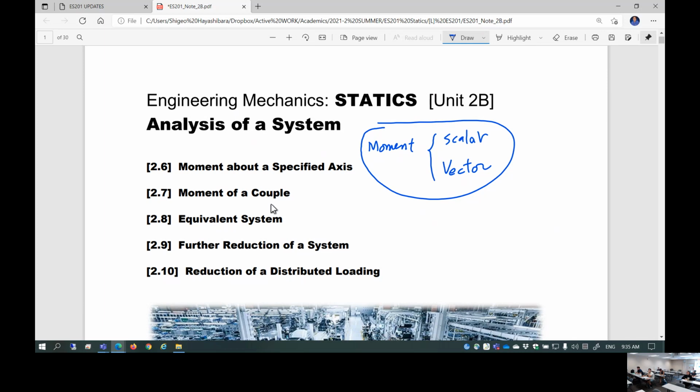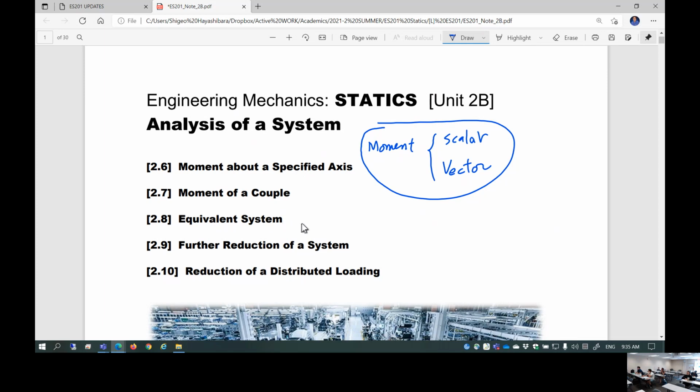Okay. And moment of a couple, this is the easy one. In other words, suppose you have a force here, and an equal and opposite force, same magnitude, opposite direction. This is going to create a moment. This is called a couple. Okay, so we're going to look at it.